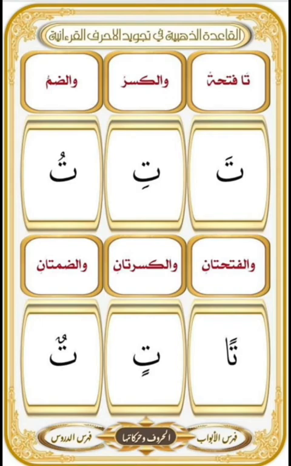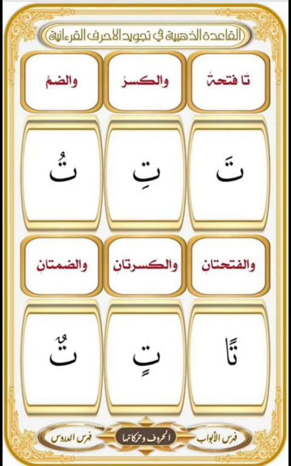Another mistake with this letter is to give a lot of hams, which is whisper. True, this letter has hams, but don't give it more than its need. The mistakes are like this, ta, ti, tu. So the right pronunciation is ta, ti, tu.